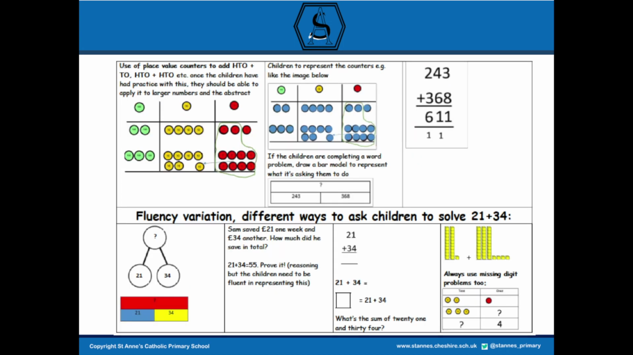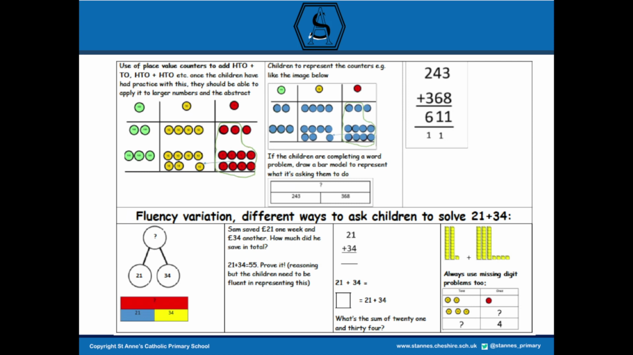And finally, we go on to hundreds, tens and ones, adding hundreds, tens and ones plus hundreds, tens and ones. So you can see here we're using place value counters as the concrete. So these are actual counters with 100, 10 or 1 written on them, so the children can make these numbers themselves. And then we can move on to drawing these in our books, and then representing these on a bar model if it helps them with their maths.